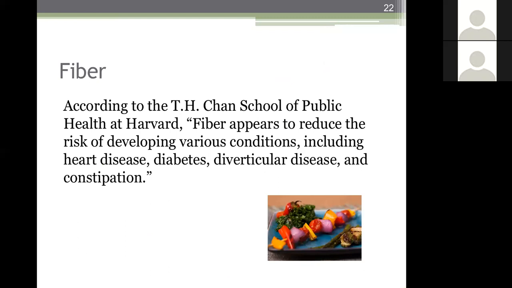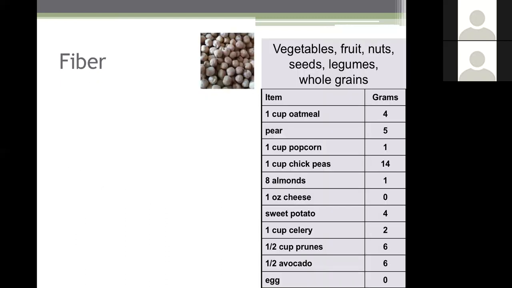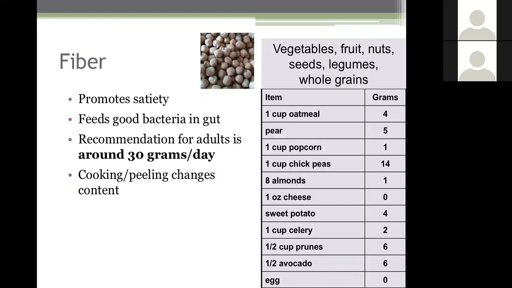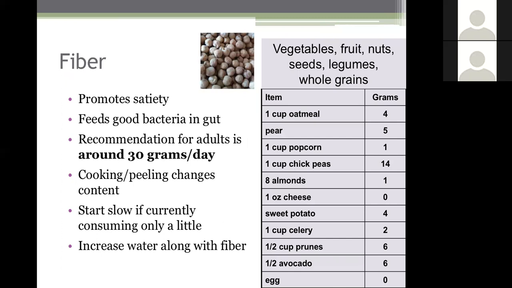Soluble fiber in particular, found in psyllium husks, flax seeds, chia seeds and oatmeal, for example, has been shown to be really therapeutic in supporting healthy cholesterol levels because it can bind to cholesterol and carry it out of the body. So where can you find fiber? Fruits, vegetables, nuts, seeds, legumes, and whole grains all contain fiber. There are some examples on the right-hand side.